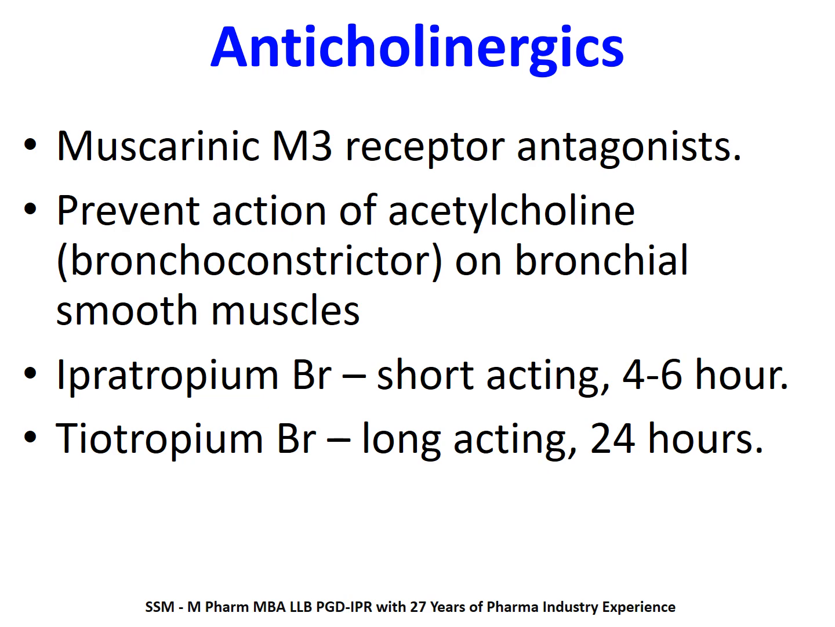The next category is anticholinergics. These are muscarinic M3 receptor antagonists. They bind to M3 receptors in airways and prevent the action of acetylcholine. Acetylcholine is a bronchoconstrictor, and by preventing binding of acetylcholine to M3 receptors, these drugs prevent the bronchoconstriction. Drugs include ipratropium bromide and tiotropium bromide. Ipratropium bromide is short acting with a duration of action of 4 to 6 hours, and tiotropium bromide is long acting with a 24-hour duration of action.